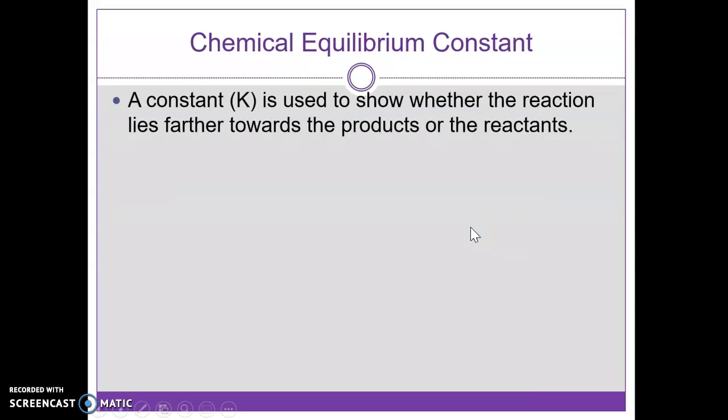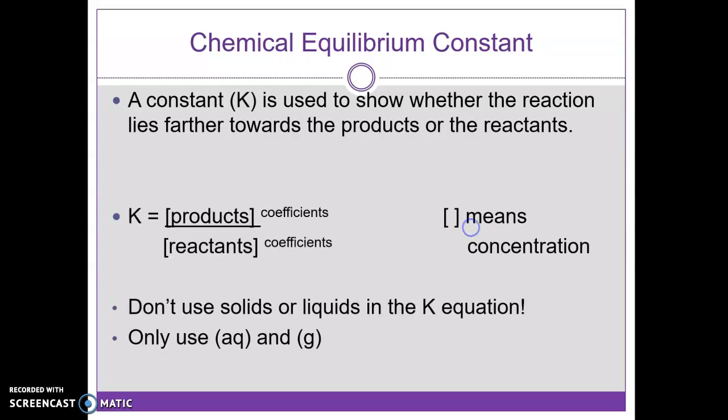So in chemistry, we use a constant, and it's a capital letter K, and it's used to show whether we have more reactants or whether we have more products once the reaction has reached equilibrium. And a clue that you've reached equilibrium is that your numbers will stop changing, even though the reactions are both still happening. They're just turning into each other at the same speed, so your numbers stop changing. And so once that happens, we want to know what we have more of.